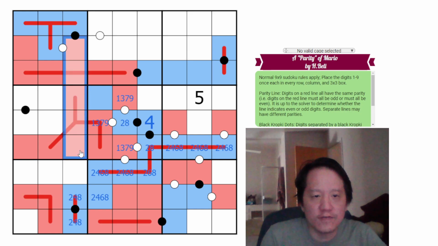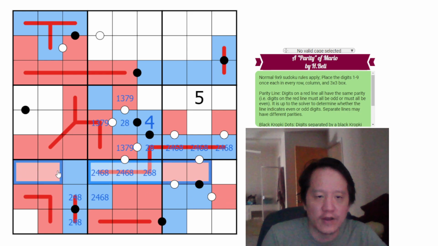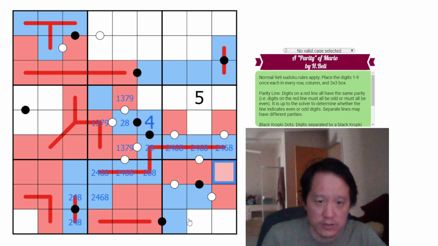We have 5 odds in column 3, so this is even, which means the rest of these are odd because we have now 4 evens in row 9, so this is odd also. This has to be even.